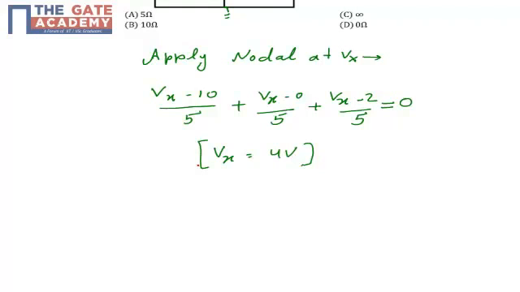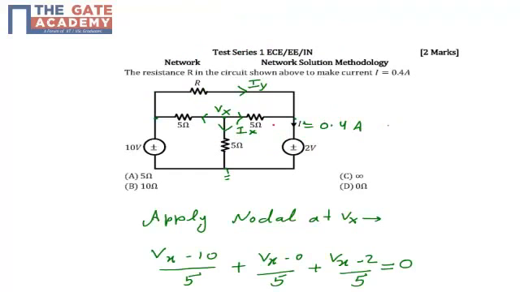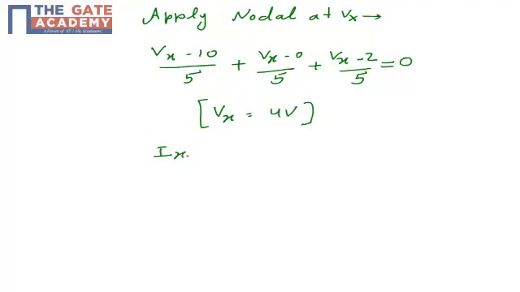You can see in the diagram that current Ix is nothing but Vx minus 2 by 5, because Ix is the current flowing in this 5 ohm resistor. So I can calculate the value of Ix as Vx minus 2 by 5. I know my Vx is 4 volt, so 4 minus 2 by 5 is equal to 0.4 ampere.